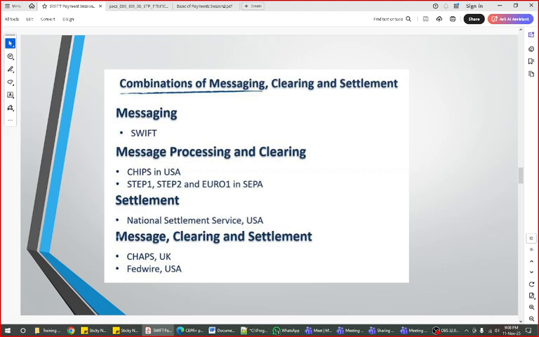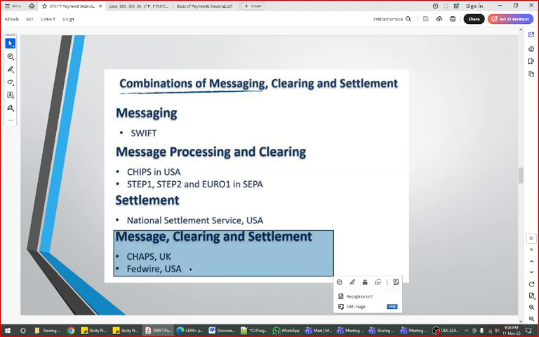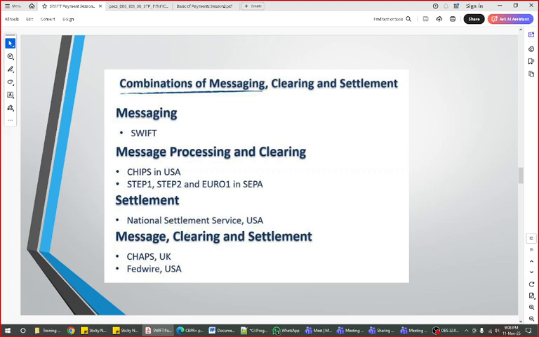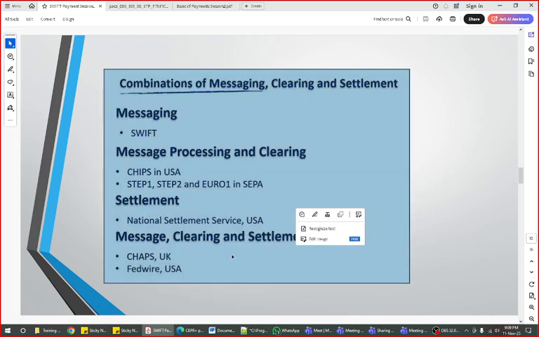And all these three things are done together by one country's specification, like CHAPS and Fedwire, which can send messaging, clearing, and settlement also. Messaging is very famous in mainframe-based systems: CHAPS in the UK and Fedwire in the USA. Fedwire messages are very critical and different, so we are going to replace that also with ISO 20022.